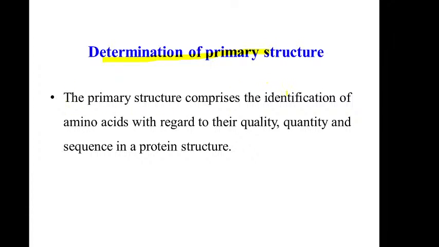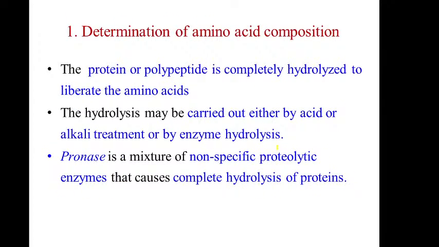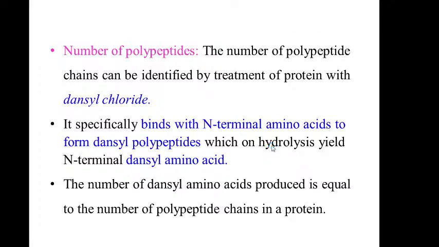So the primary structure comprises identification of amino acids with regard to their quality, quantity and sequence in a protein structure. So determination of primary structure involves 3 stages. We have amino acid composition, which we have to determine, then we have degradation of proteins or polypeptides, and at the end we have the determination of the amino acid sequences. So we will discuss this part.